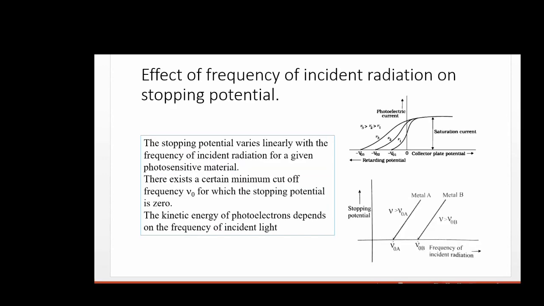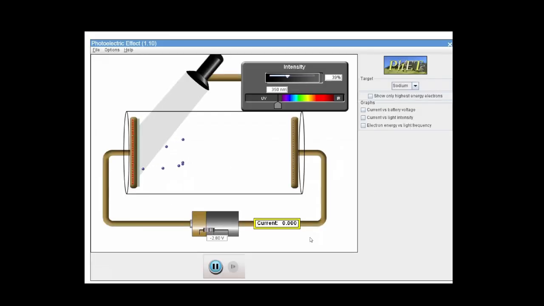Next, we can discuss the effect of frequency of the incident light on the stopping potential. In the previous case, we have seen the stopping potential is independent of the intensity of light. Now let us discuss the effect of frequency of the light on stopping potential. Here you can see the stopping potential is minus 2.8 volt. Now I am going to increase the frequency. By increasing the frequency, you can see that 2.8 is not the stopping potential. That means the stopping potential is increased. So we can say the stopping potential increases with the frequency of the light.